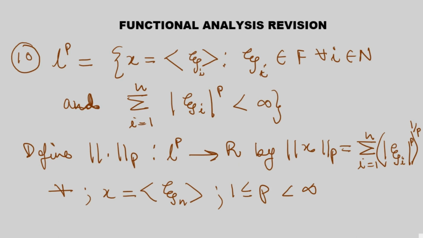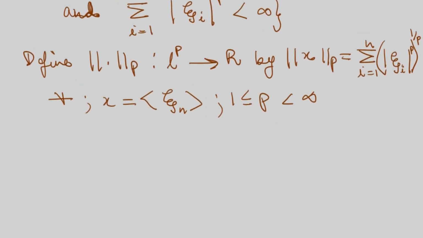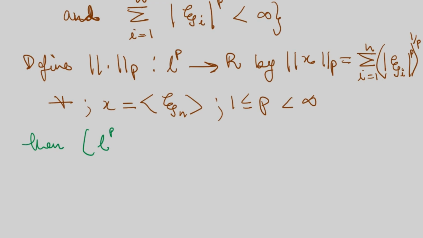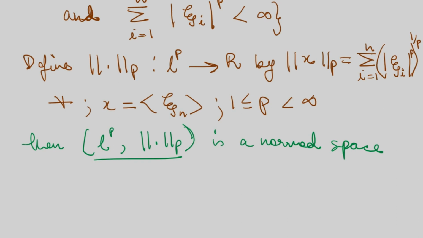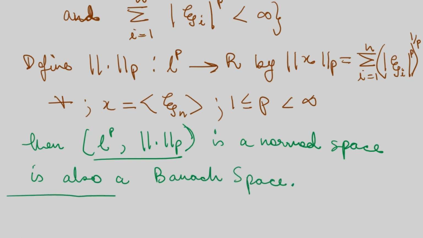Then if this happens, then l^p with the norm p is a normed space. Of course you know how a normed space is shown this way, and it is also a Banach space. All right students, that's your point number 10.